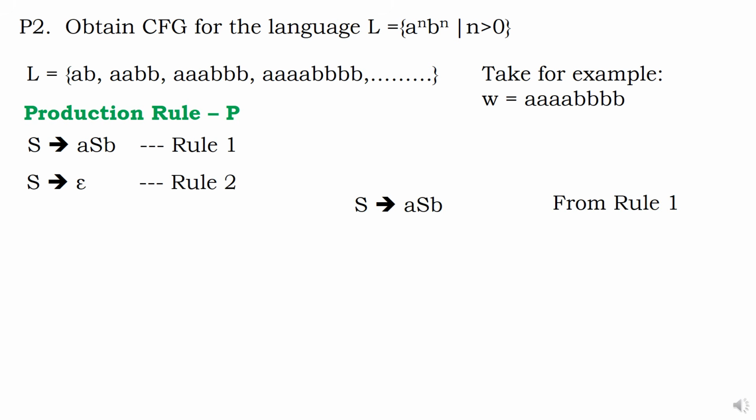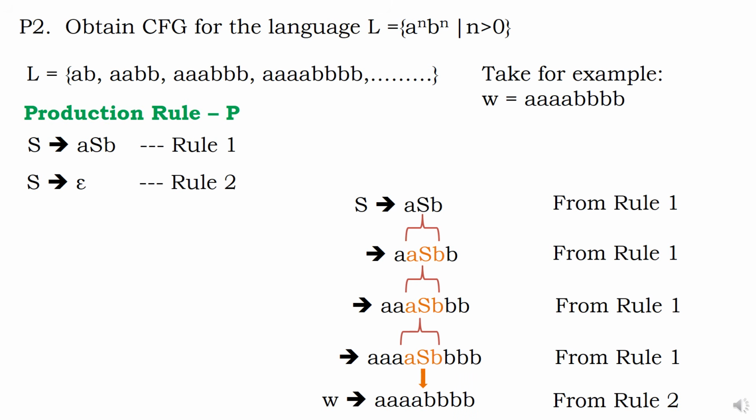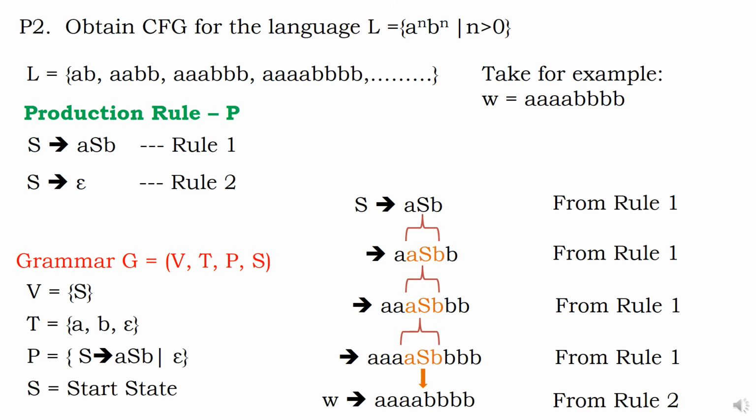So we will start the work. ASB. One more time you create. One more time you create. I took the example 4A 4B. Sir, I will take 6A 6B. Then you keep on substituting 6 times. Kill the S. Ready. Okay. Now what is your VTPS? V stands for variable S, T: A, B, epsilon, the production rule I have made, and the start symbol I made.